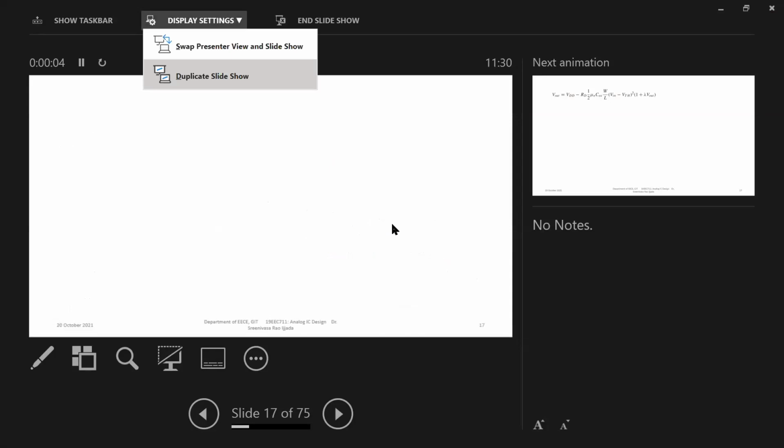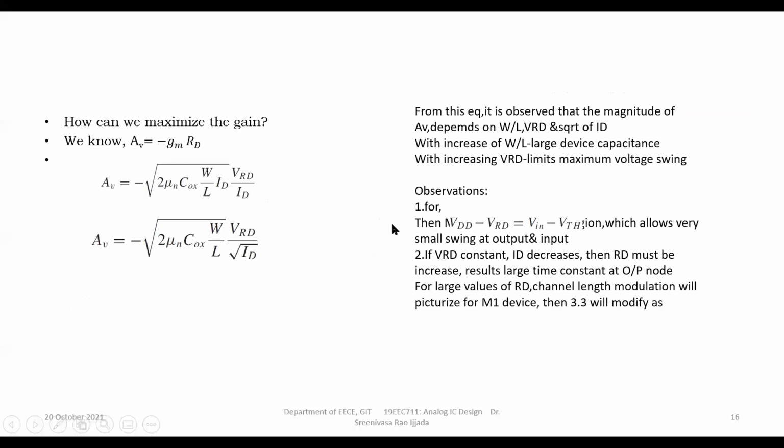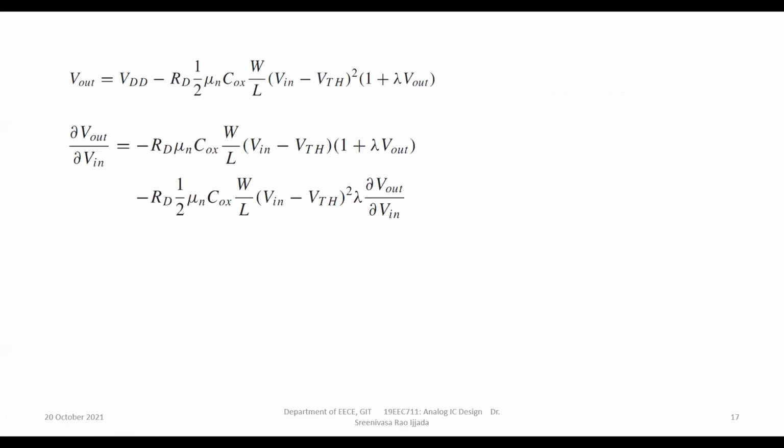Okay. So, with the inclusion of the channel length modulation, the equation 3.3 can be modified like this. Then for the same equation, if we differentiate the V out with respect to the V in, these two terms will come. This is one term, this is one more term.